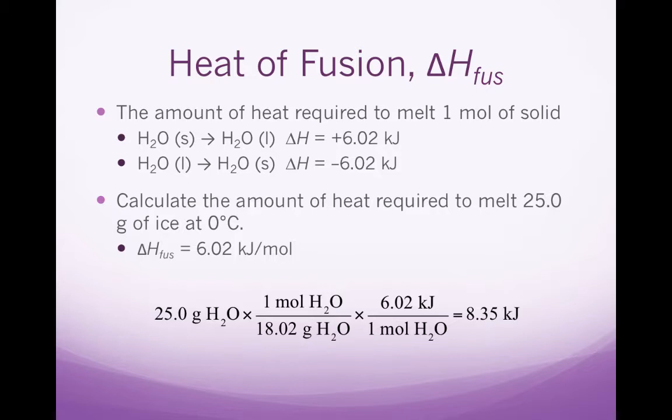So if we want to calculate the amount of heat required to melt 25 grams of ice at 0 degrees Celsius, we start with how much ice we have, which is 25 grams. We want to get to moles, so we divide it by the molar mass of water, which is 18.02 grams. And then we know the delta H of fusion is 6.02 kilojoules per mole. So we put 1 mole on the bottom, 6.02 kilojoules on the top, and we get 8.35 kilojoules of energy. So that's how much energy is required to melt 25 grams of ice.